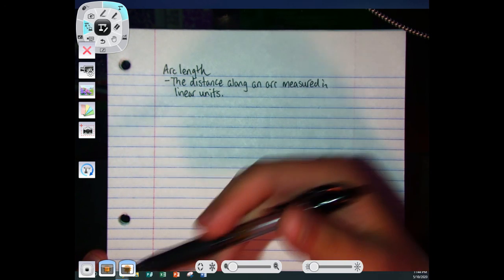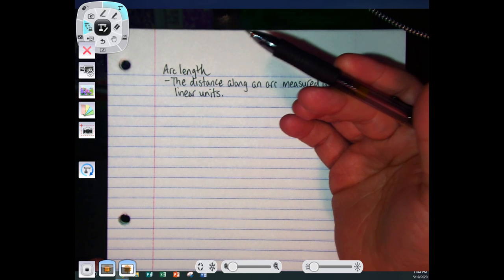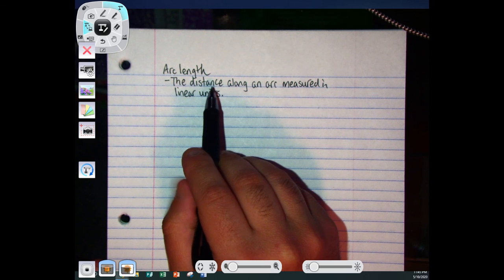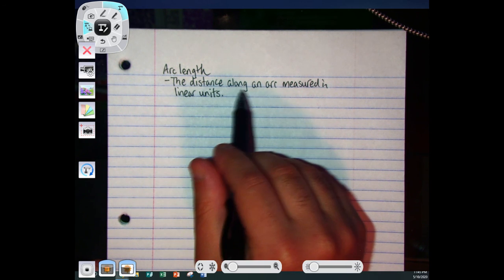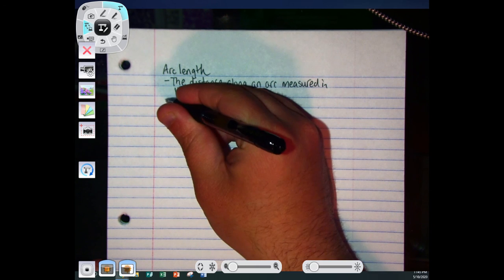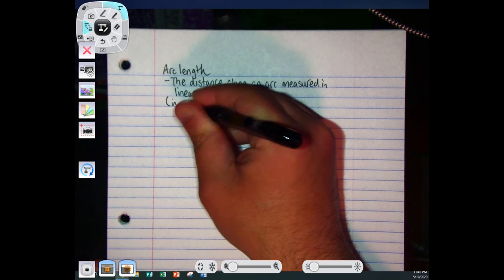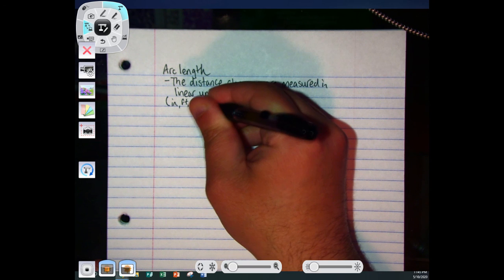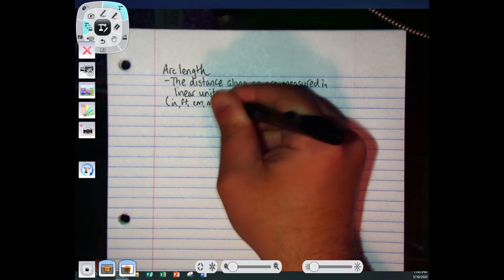In previous videos from last week, when we talked about measuring arcs, we looked at measuring arcs in degrees. When we talk about the length of an arc, we're talking about the distance along an arc measured in linear units. Examples of linear units could be inches, feet, centimeters, meters, and so on. Just like when you traditionally measure something.